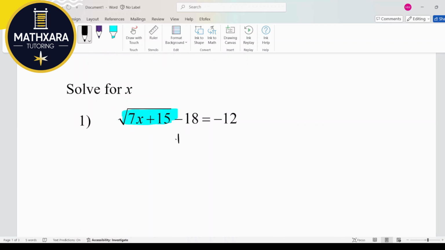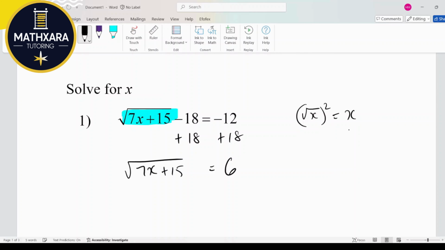We could start by adding 18 to both sides of this equation, which gives us the square root of 7x plus 15. The 18s will cancel, and negative 12 plus 18 is a positive 6. Now, we need to get rid of our square root. So we know that the square root of x squared equals just x. The square root will cancel our square out. So we go ahead and we square both sides of this equation.